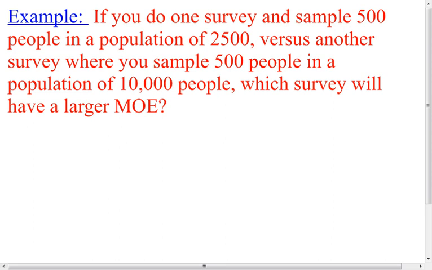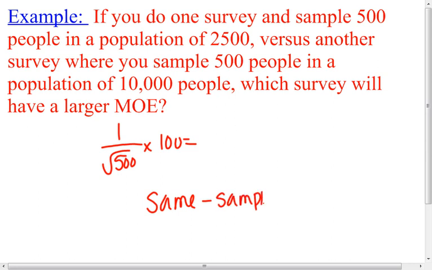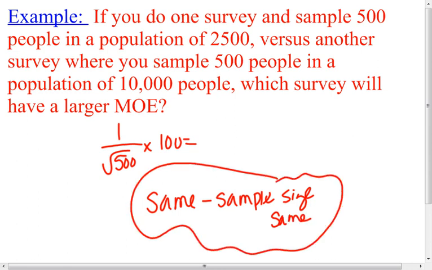But you need to remember that sample size is not determined by the population. Margin of error is determined not by the population but by the sample size. And so, if I were to calculate the margin of error for both of these, in both cases, I would go 1 over the square root of 500 times 100, and either way, I would get the same margin of error. The margin of error would be the same because it's the same sample size. The population does not matter. It's the sample size that matters. Okay?